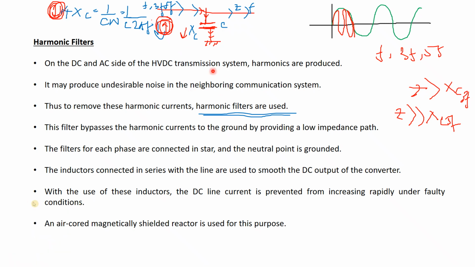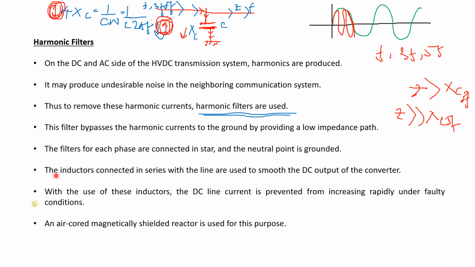So these are the applications of a harmonic filter. This is generally not a single capacitor; many different setups are there. It is just a simple example. So this filter bypasses the harmonics to the ground by providing a low impedance path. The filters for each phase are connected in star and the neutral point is grounded. The filters are connected in star position.